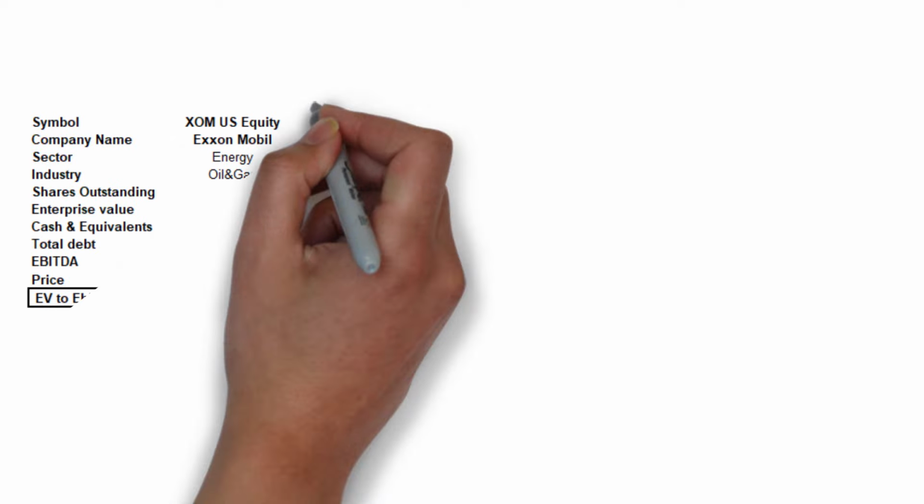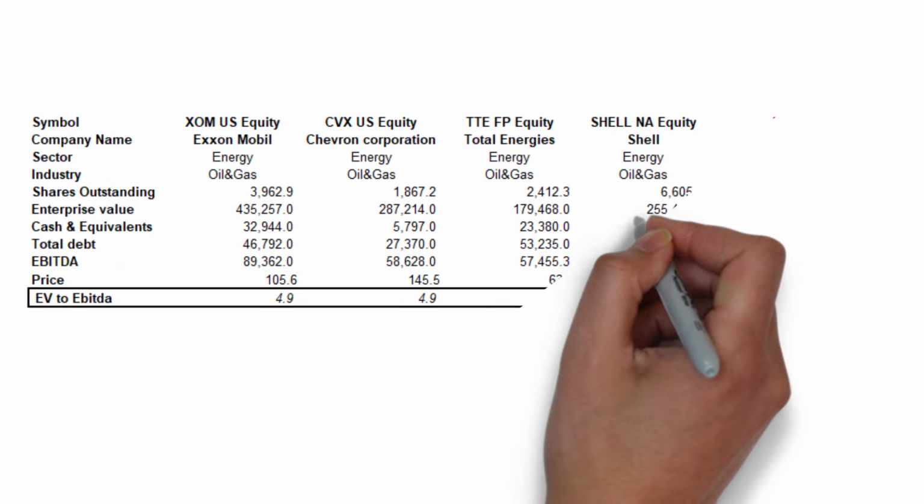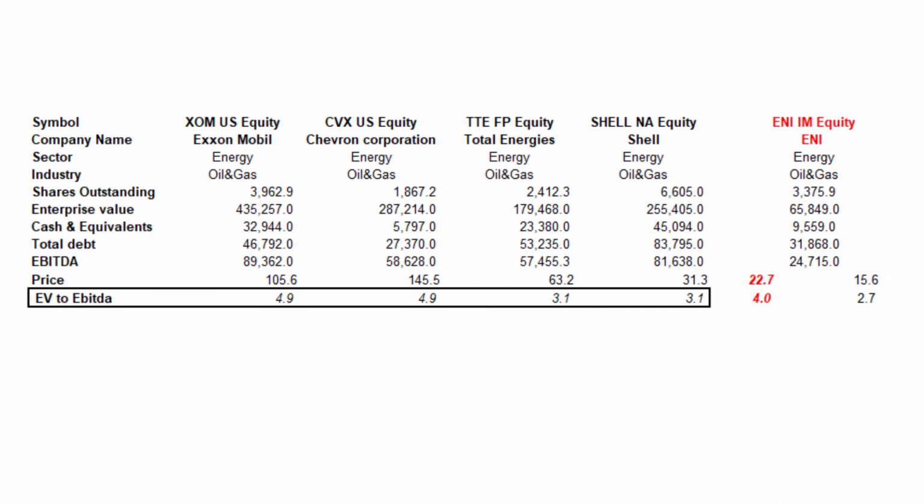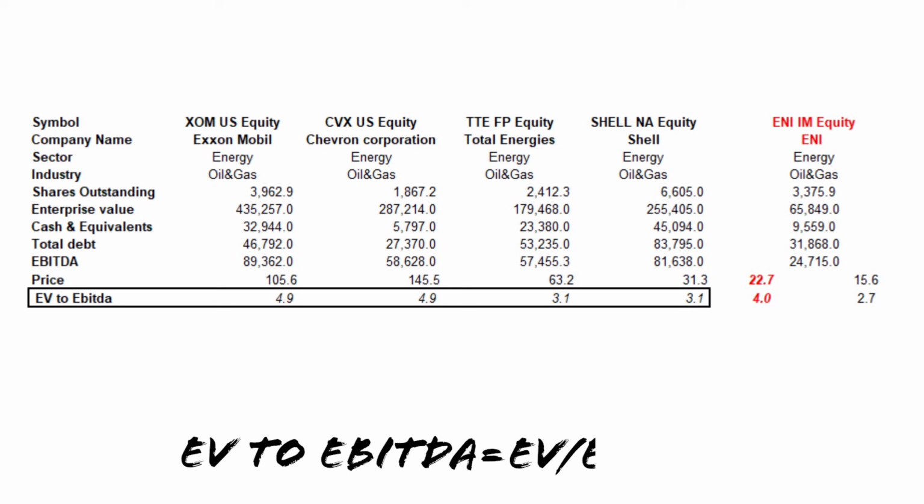Let's now move to an example to better understand how to use this multiple to value a company and how to better analyze its outcome. In this example, we are going to perform a relative valuation and we are going to target Eni. As a first step, we are going to identify a peer group, which in this case belongs to the oil and gas sector, and download some basic past data like EV, total debt, cash and equivalents, shares outstanding, price and EBITDA. The ratio between the enterprise value and the EBITDA gives us our multiple.